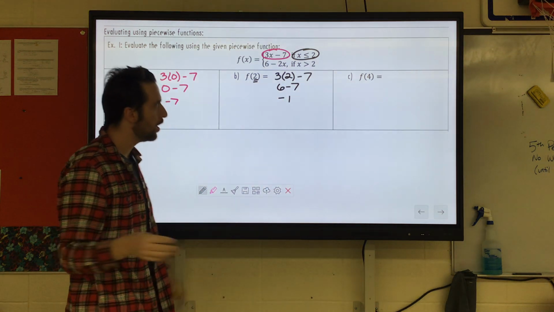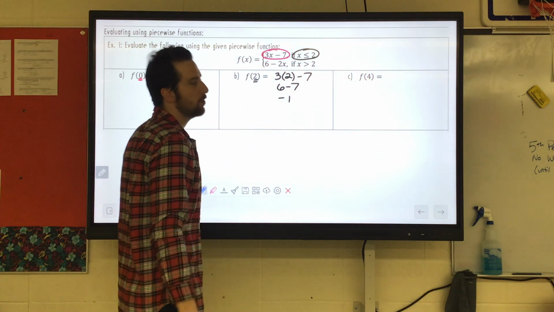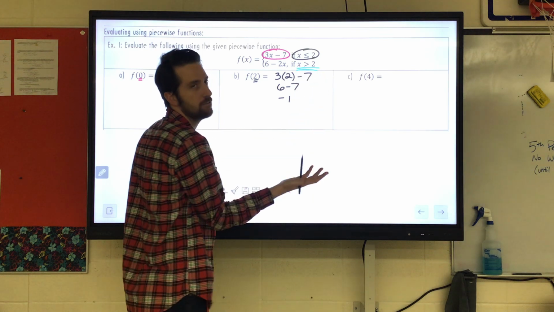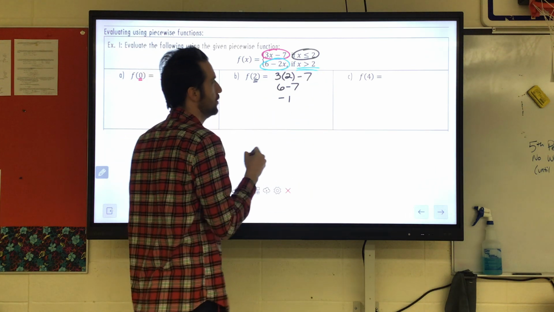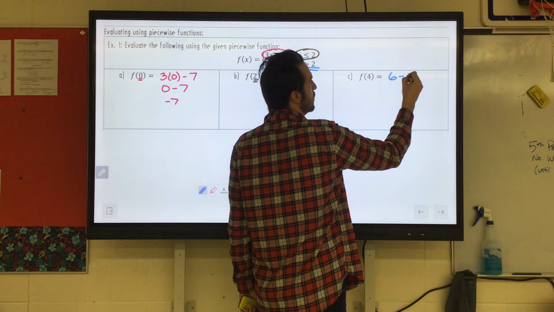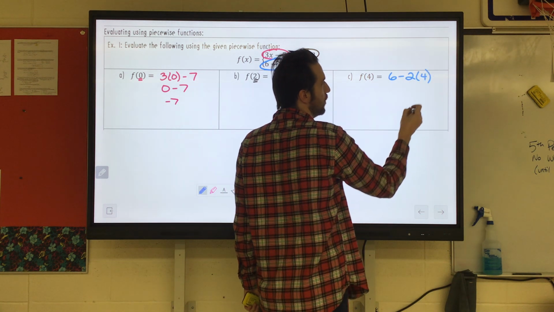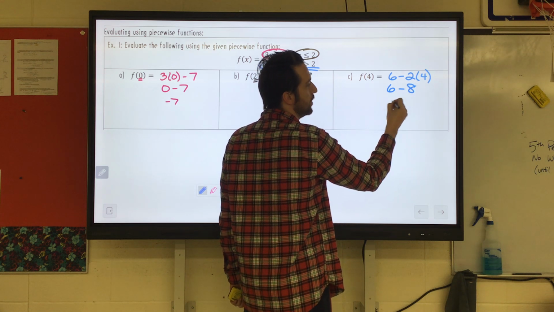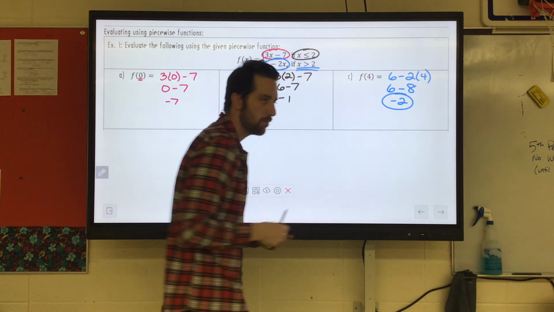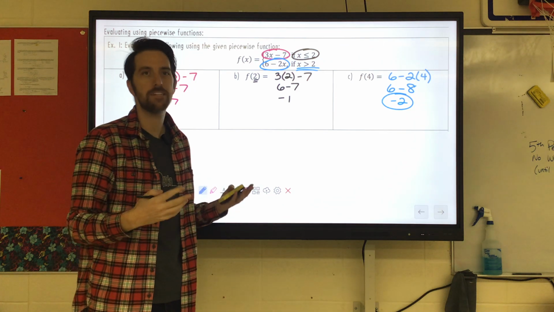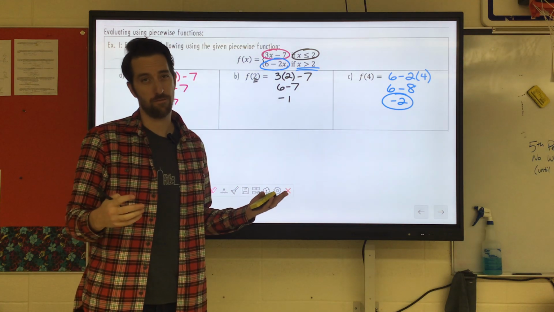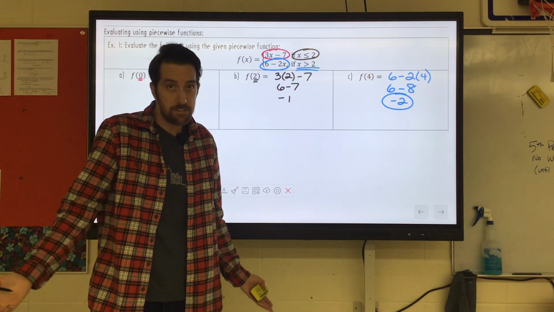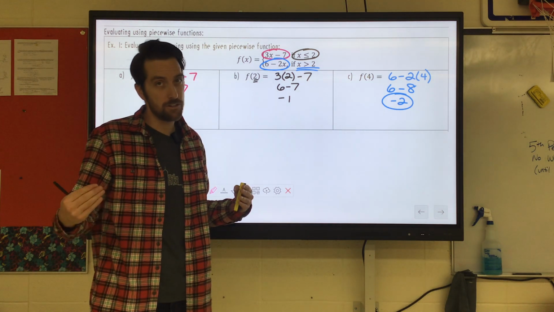Okay, all right. And then the last one, they want to say, well, how about 4? Which equation do we use? 4 is obviously bigger than 2, so we're going to use this equation, 6 minus 2x, and the x is 4. So this becomes 6 minus 2 times 4, which is 8. 6 minus 8 is negative 2. It's very important: just make sure you're using the correct equation. We've done this stuff before where it's like, substitute in 5 for x and solve it. It's the same thing. It's just which equation are you using here.